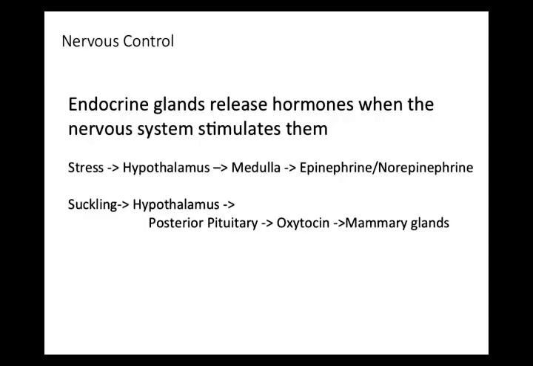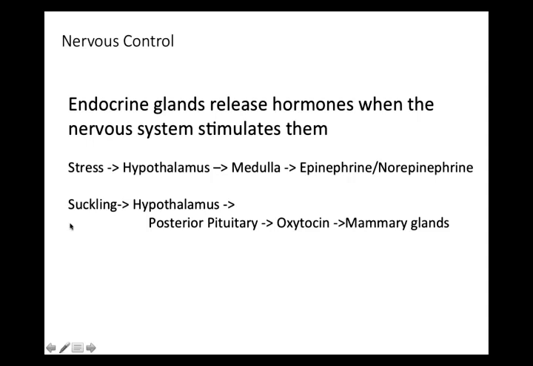We also have some nervous control. Nervous control is when the nervous system tells the endocrine gland to release hormones. So a couple of examples of that, neither one of them new. If there's some sort of stressful situation, the hypothalamus will tell the medulla directly to release epinephrine, norepinephrine, and then that will mediate your flight or fight response. Flight or fight, not fright, sorry.